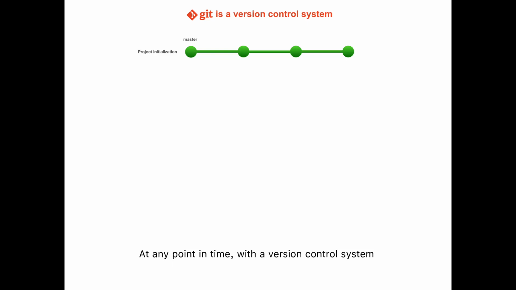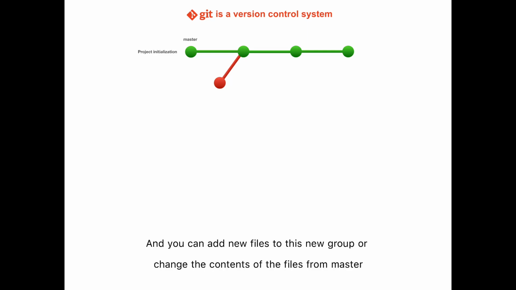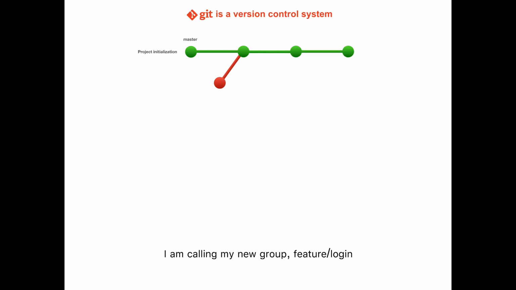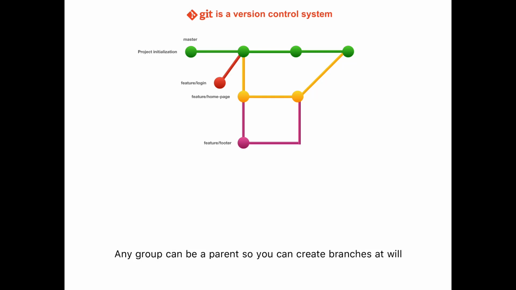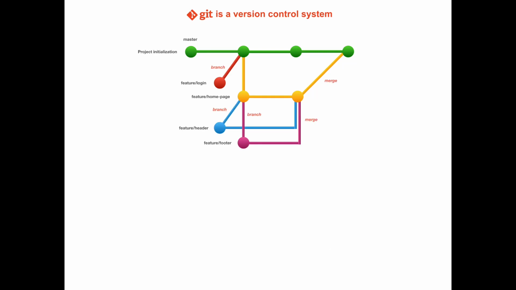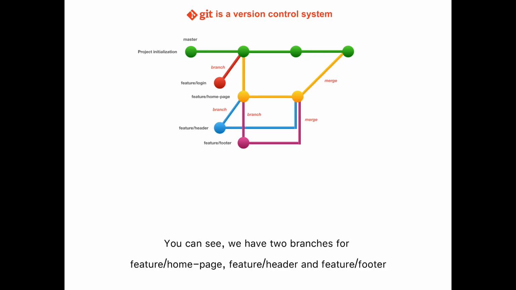At any point in time, with the version control system, you can create a branch from that group. It will have all the file changes from the parent group, say master in our case, and you can add new files to this new group or change the contents of the files from master. I'm calling my new group feature login. Any group can be a parent, so you can create branches at will. You can see we have two branches for feature homepage, feature header and feature footer.